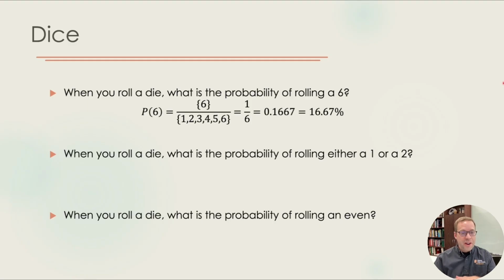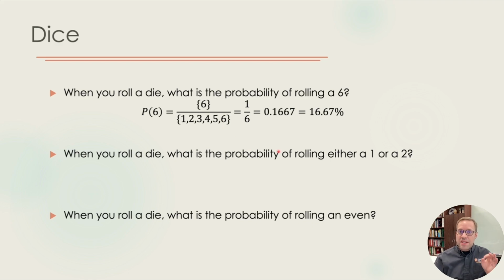Okay, next question. When you roll a die, what's the probability of rolling either a 1 or a 2? Okay, so what are the possible outcomes? They're the same. Rolling a die, I could still only roll a 1, a 2, a 3, a 4, a 5, or a 6. Those are the only possible outcomes.